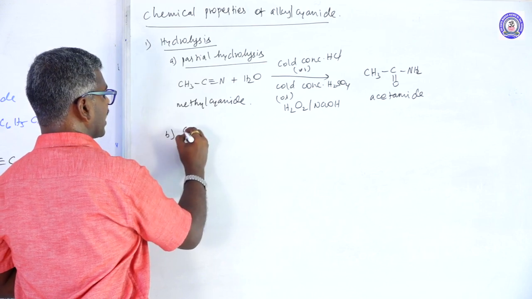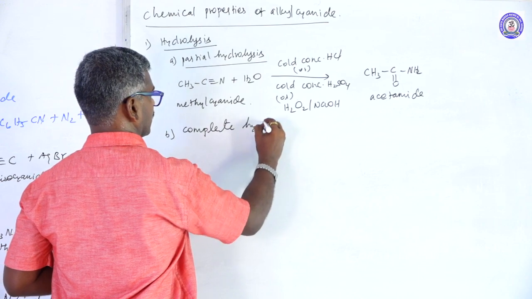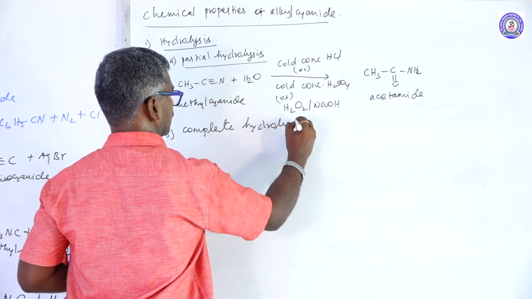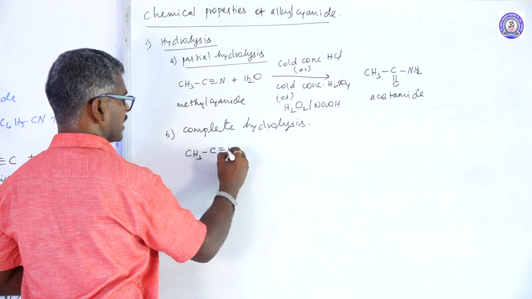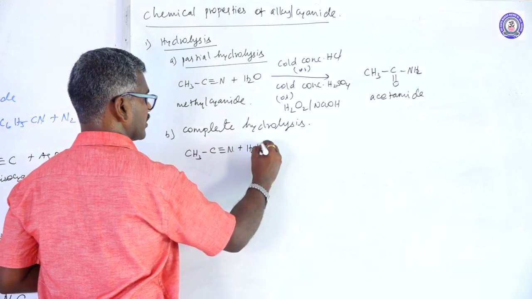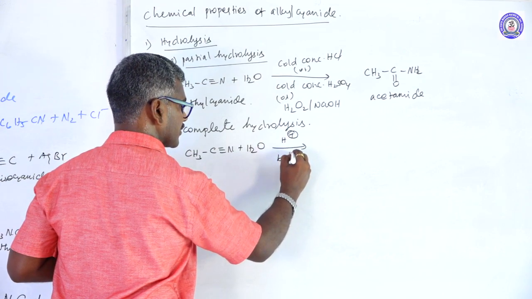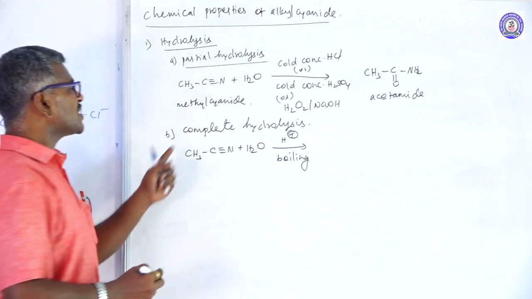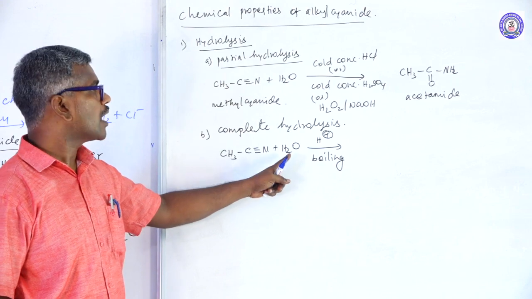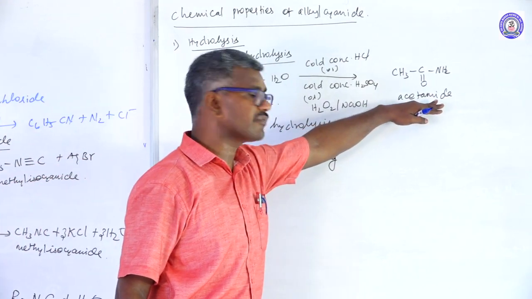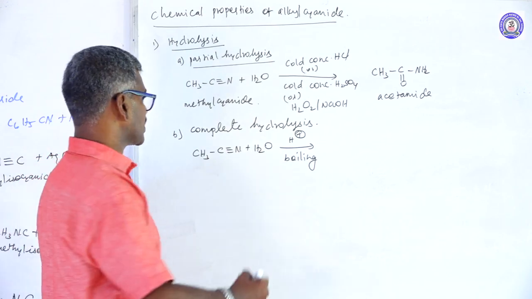Another one is complete hydrolysis. CH3C≡N plus H2O in the presence of water. The key point is boiling. Partial hydrolysis takes place at cold condition, while this reaction takes place at boil condition. Cold condition forms the stage of amide, while boil condition forms a carboxylic acid.